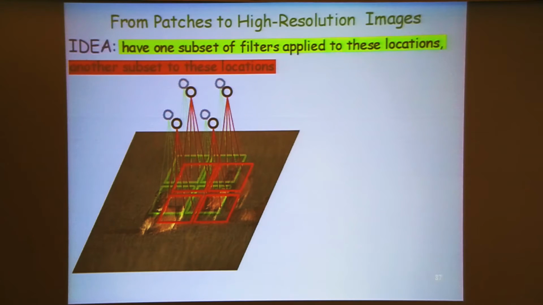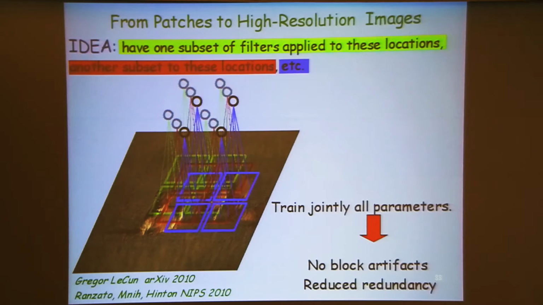locations that also tile the image, but they have a slight offset compared to the green image patches. And because there is this offset, these red filters will compensate for the tiling artifacts of the green filters, and so on and so forth. So this is how we extend the model to high resolution images. Basically, we have a subset of the filters that is used to tile the image, another subset of the filters that also tile the image, but with an offset, and so on and so forth.